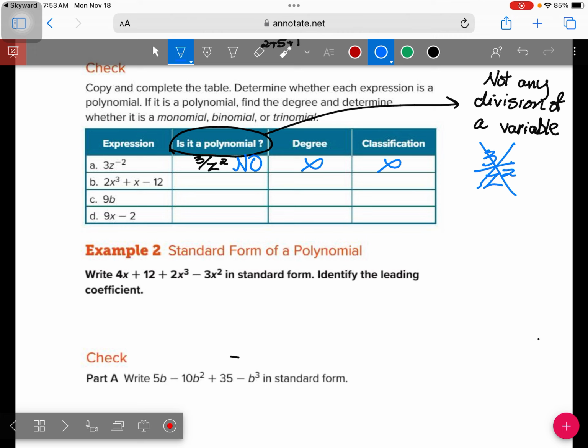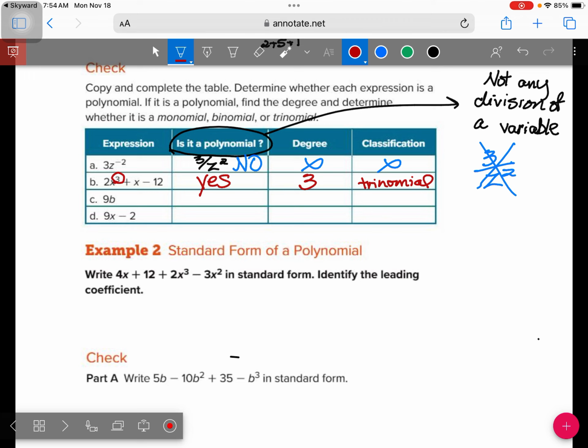2x to the third plus x minus 12. Is that a polynomial? Yes. What is the degree of the whole polynomial? Even though I said the whole thing, you only look at the term with the highest amount. It is 3. And how many terms is it? You got a plus sign and a minus separating 3 terms, right? So it is a trinomial, yes. Good. Trinomial. Any questions on that one?